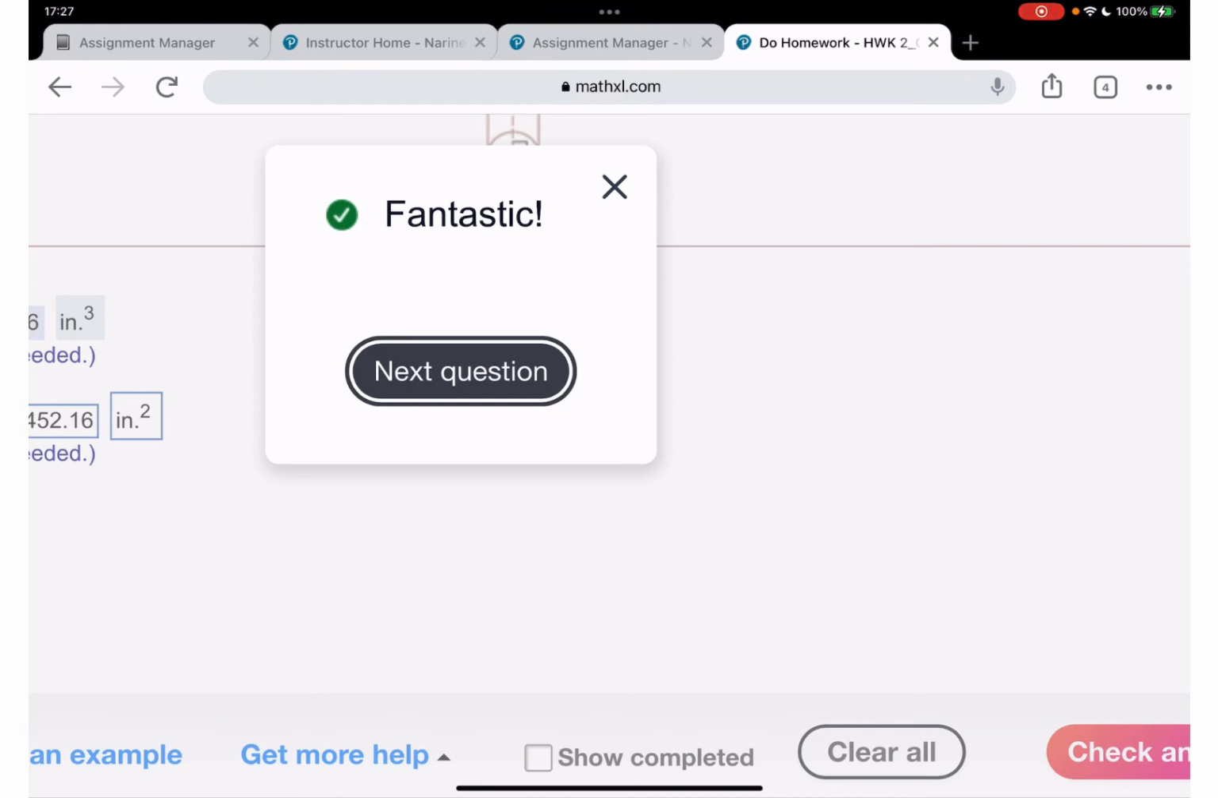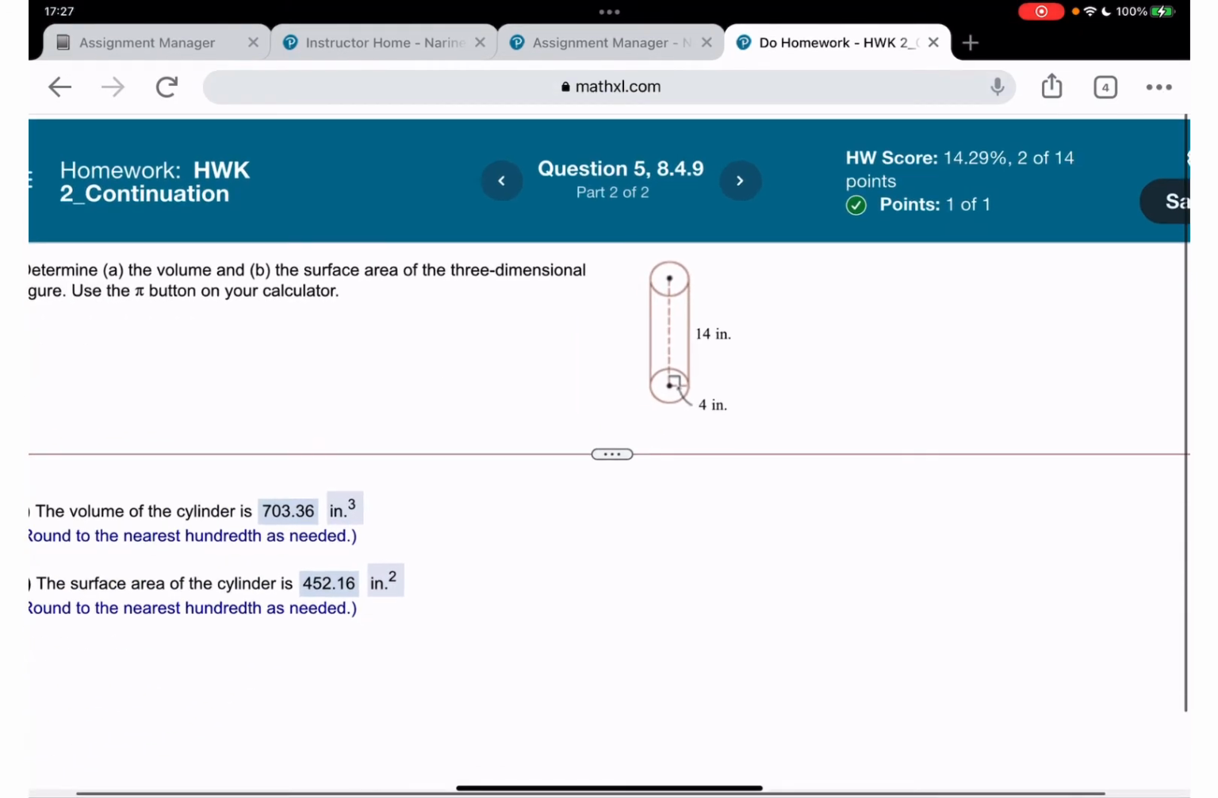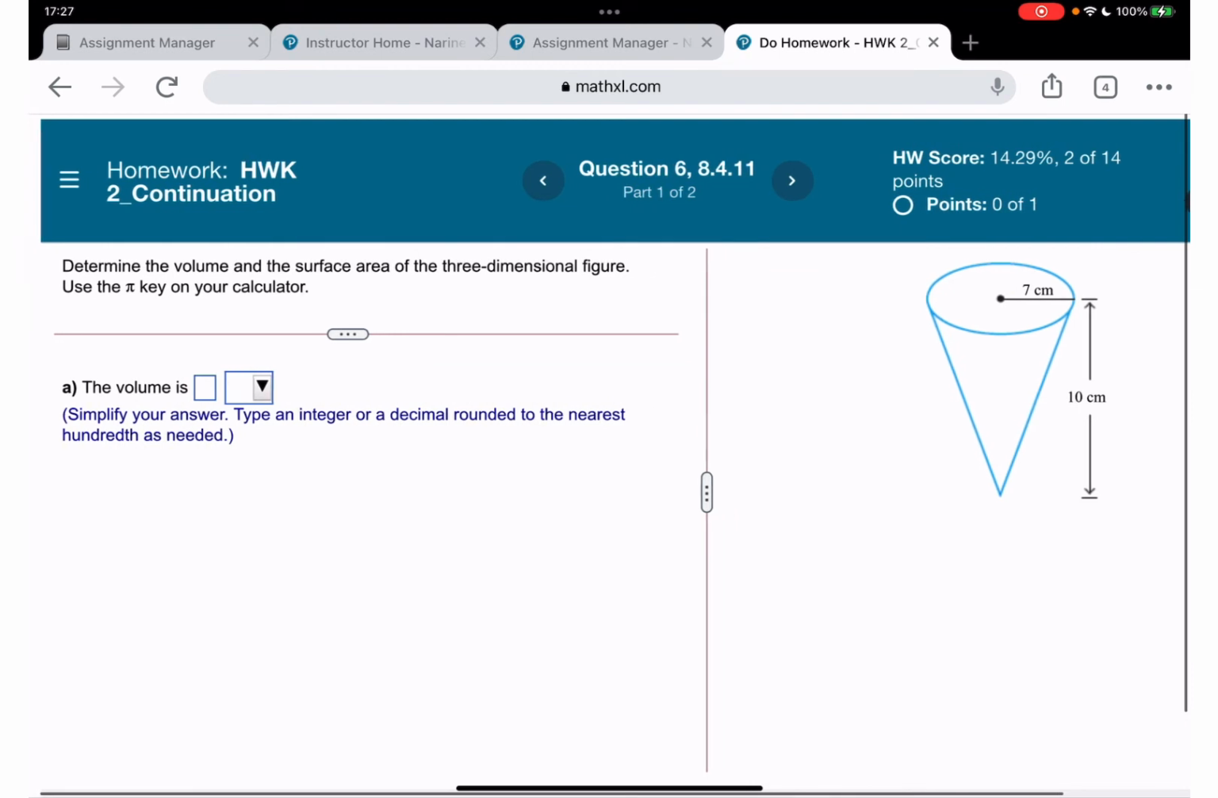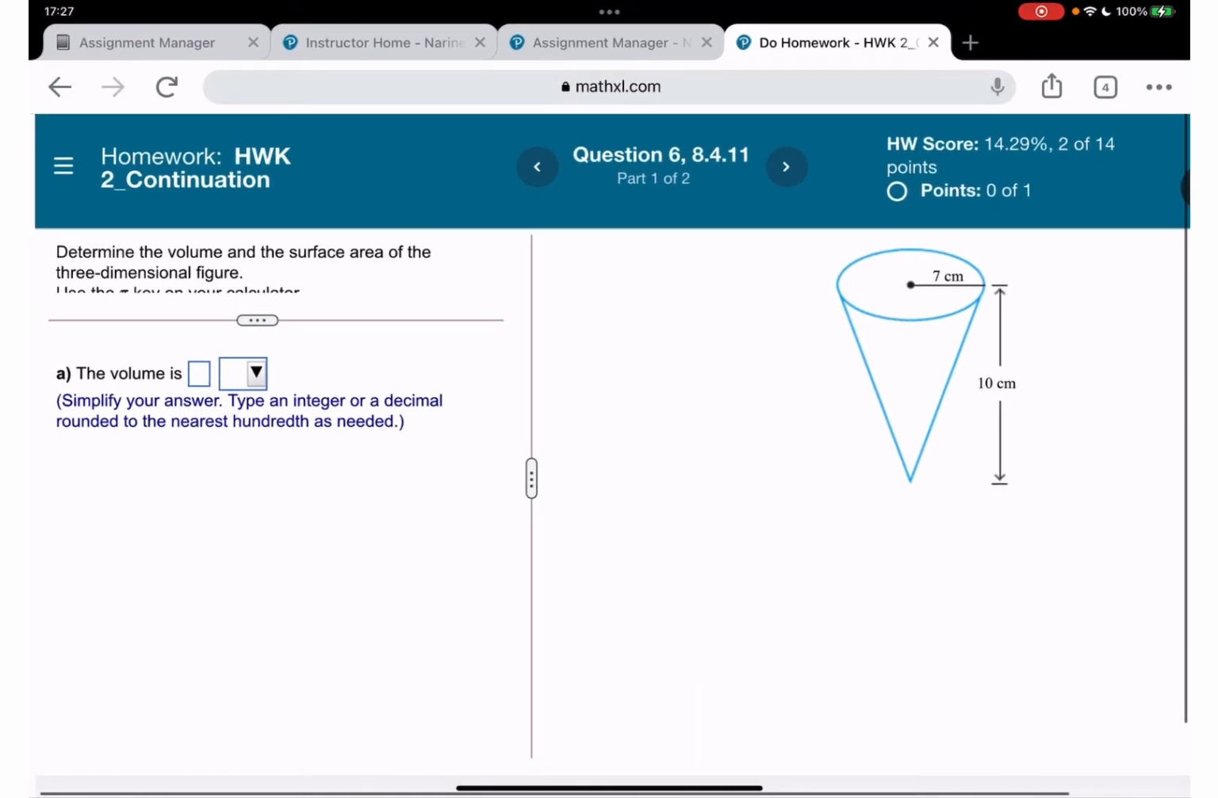Question number 6. This was 5, right? Yeah, moving to 6. Finally. Okay. So, what we are going to have here, this is a cone, obviously. We need to find the volume. Okay? How we're going to solve the volume for this case?